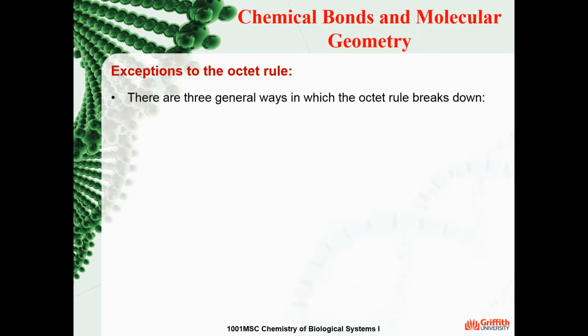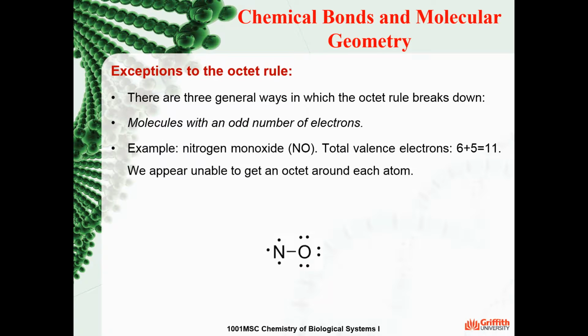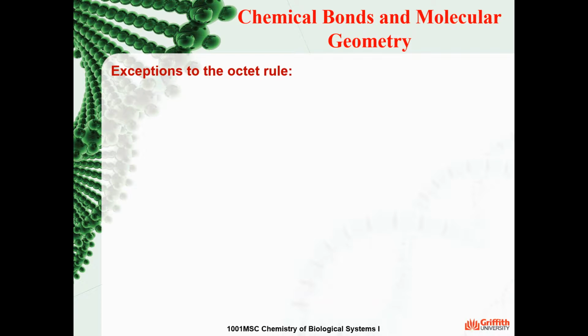There are 3 general ways in which the octet rule breaks down. The first exceptions include molecules that have an odd number of valence electrons. For example, nitrogen monoxide has a total of 11 valence electrons, and there is no way to achieve the octet rule around both atoms. The next exception happens in some atoms that have less than an octet.